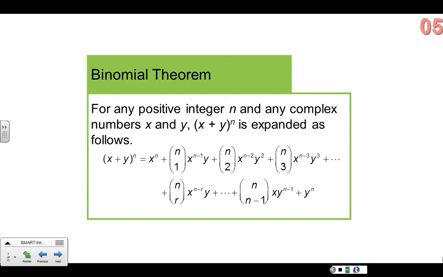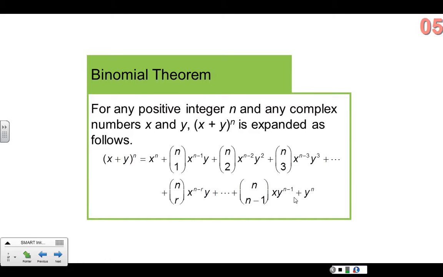The binomial theorem says that for any positive integer n that you're raising a binomial to the power of, and any complex numbers x and y, it is expanded as follows. x to the n, then your coefficients are n choose 1, n choose 2, n choose 3, on down to n choose n minus 1, 1 less than your original, and then you have y to the n on the end. So your powers look like they're also descending and ascending like we did with Pascal's triangle.